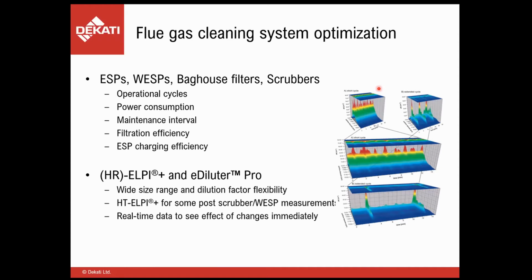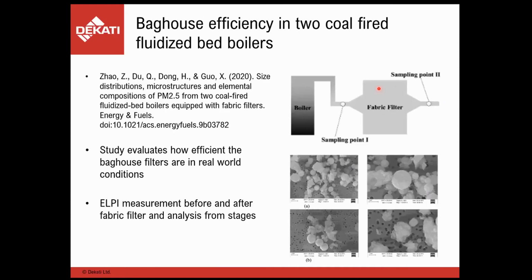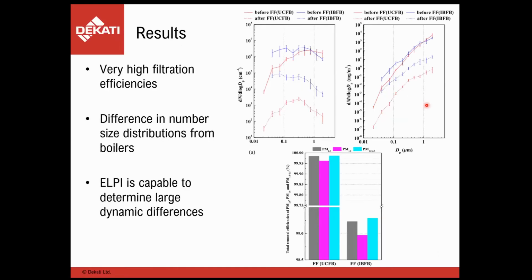So as an example of this type of work, here's an article from Energy and Fuels from a study of a fabric filter, a baghouse filter, in real-world conditions in 2 coal-fired fluidized bed boilers. So they used the electrical low-pressure impactor to measure before and after the flue gas filter to determine the filtration efficiency in 2 different real-time scenarios.